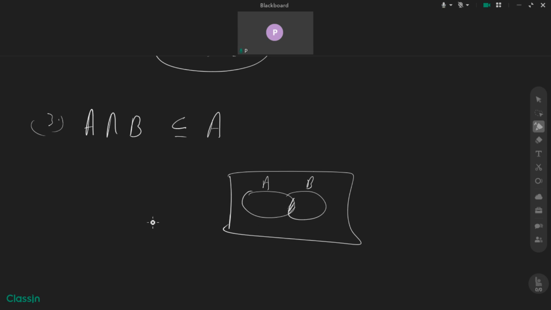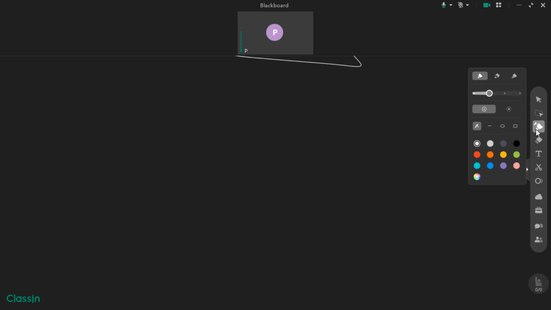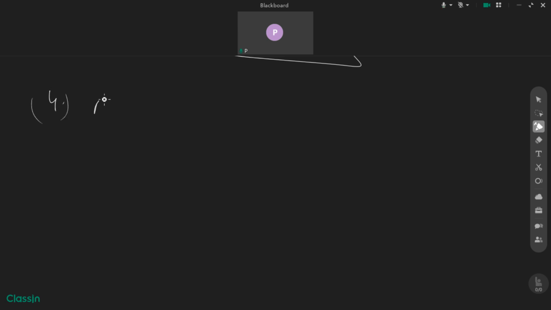Now if I see like this, A intersection B, let us say it is A and it is B and it is A. If I take A intersection B, it will be only this part. I can say that it is equal to A here. So A intersection B will be either a subset of A or equal to A. Let us see the fourth case. Similarly, if we take the fourth case, B either will be subset or equal to A intersection B.